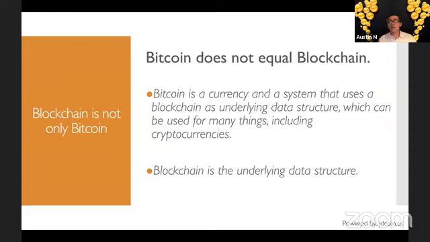Blockchain is not only Bitcoin. Bitcoin does not equal blockchain. This may go without saying, but Bitcoin is a currency and a system that uses blockchain as its underlying data structure, which can be used for many things, including cryptocurrencies. But there are other coins that do this as well. There are thousands of different kinds of cryptocurrencies. And personally, when I think of Bitcoin, I don't immediately think of blockchain, even though it was created through this. So blockchain is the underlying data structure.